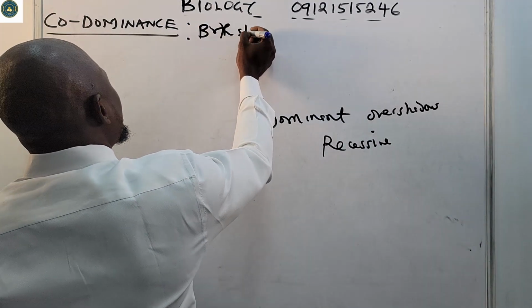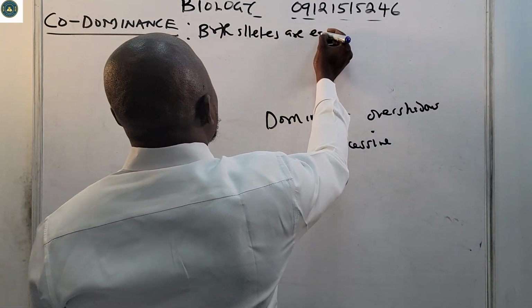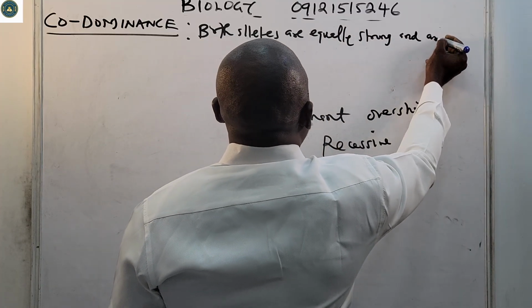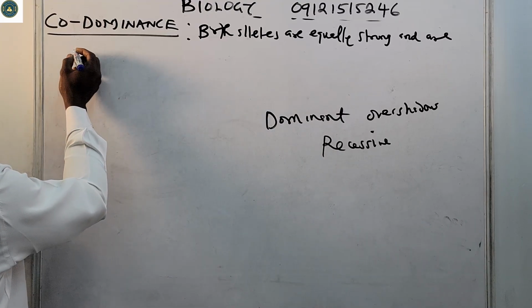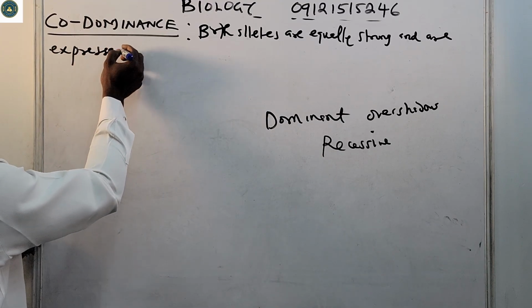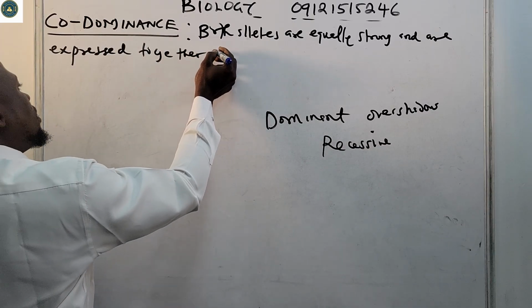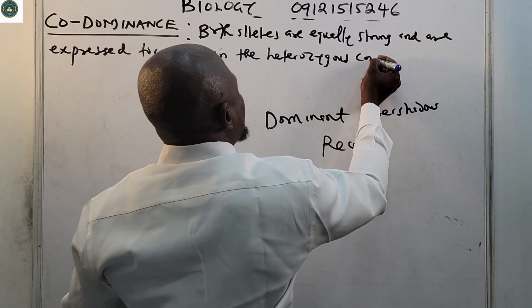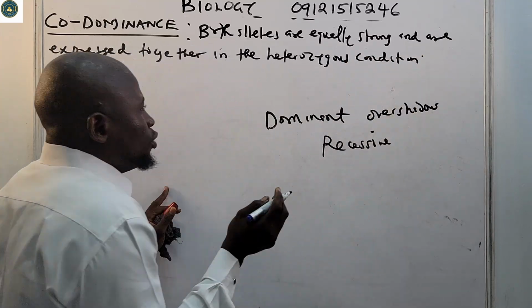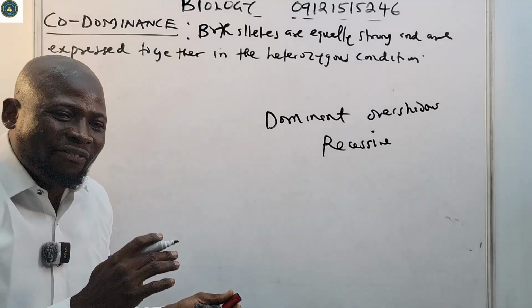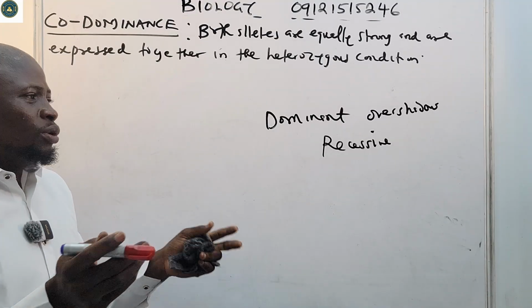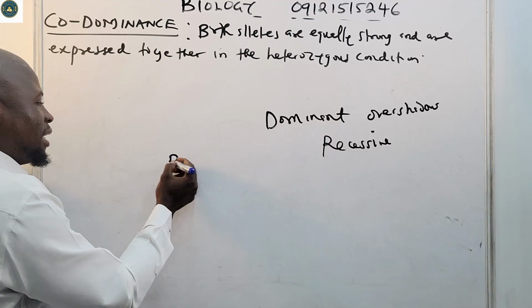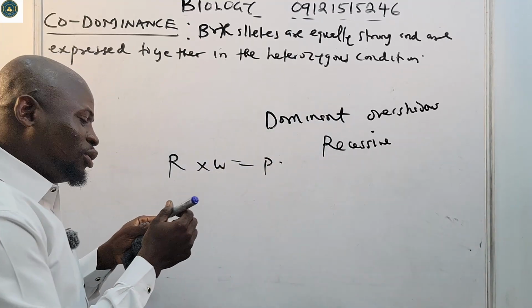Both alleles are equally strong, and they are expressed together in the heterozygous condition. So neither one hides the effect of the other. They don't blend together, just like when we saw red and white turning to pink just now. No, they don't blend together.